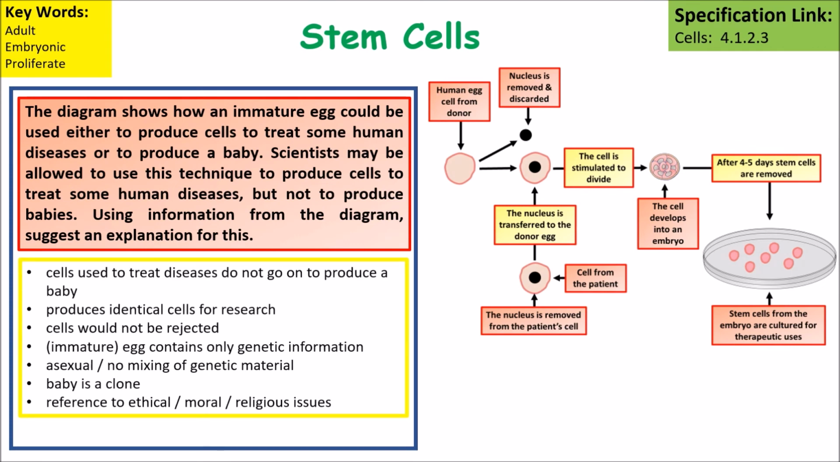Right, some of the things that you might have wanted to talk about are that cells can be used to treat diseases, and do not go on to produce a baby. It produces identical cells for research. The cells would not be rejected. The eggs would only contain genetic information from one parent because there would be no mixing of genetic material. The baby would be a clone, and you could make some reference to ethical, moral, or religious issues.